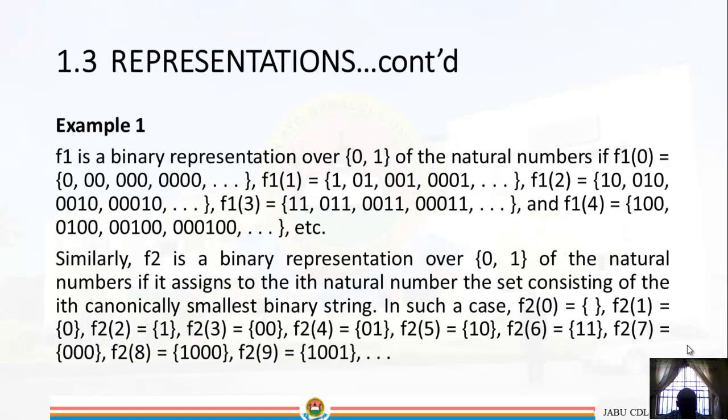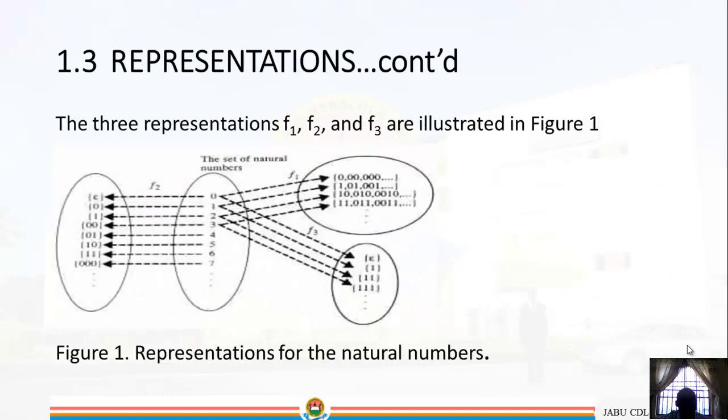Now, we equally have representation. Similarly, if f1 is a binary representation over {0, 1} of the natural numbers, and if f1 of 1 is 0, then you now have 00, 000, and so on. Similarly, f2 is a binary representation over {0, 1} of the natural numbers if it assigns to the ith natural number the set consisting of the ith canonical smallest binary string in each case.